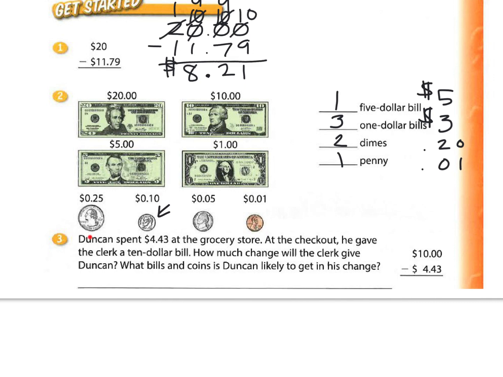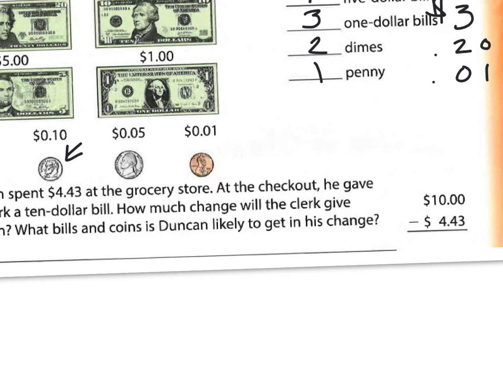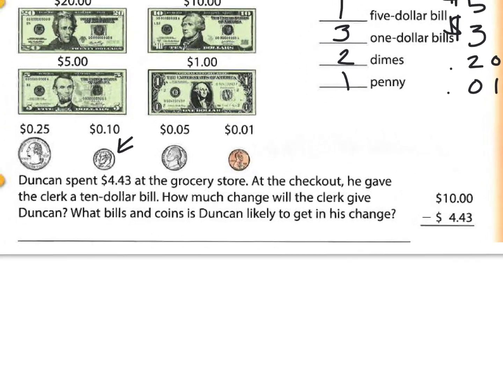Number 3 says, Duncan spent $4.43 at the grocery store. At the checkout, he gave a clerk a $10 bill. How much change will the clerk give Duncan? What bills and coins does Duncan likely get in his change? So let's solve this. We'll do $10 minus $4.43. I'll make that a little bigger.